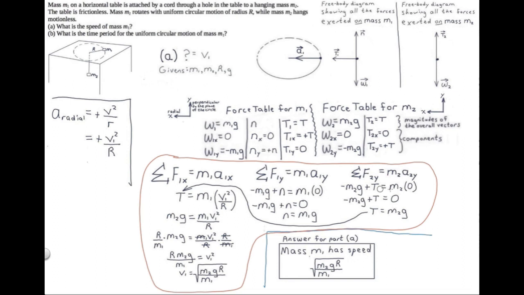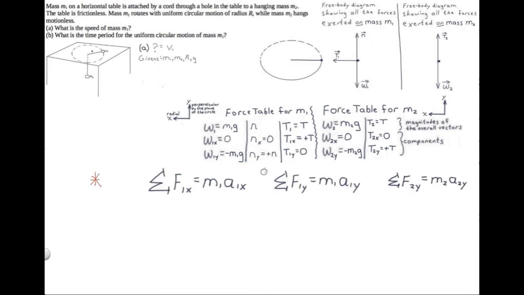Now we work with the Newton's second law equations. Mass m1 is experiencing forces in both the x and the y components. So for mass m1, I will write the Newton's second law equations for both the x and the y components. Mass m2 is not experiencing any forces in the x component. So for mass m2, I will only write the Newton's second law equation for the y component.